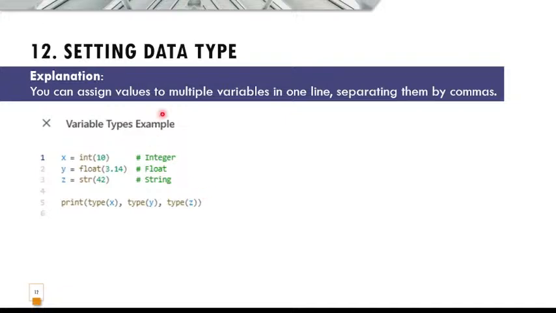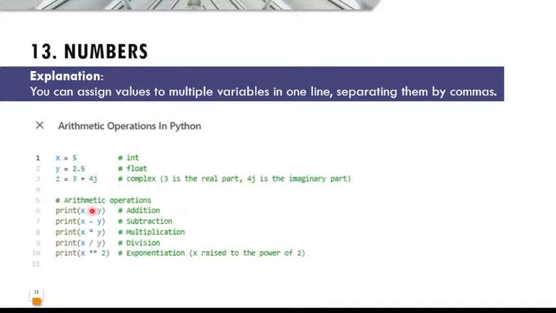Setting data type. So right here, variable type examples. Previously, these variable type examples were like int 10, float, and string 40.2. So print type will again help us find out the same.